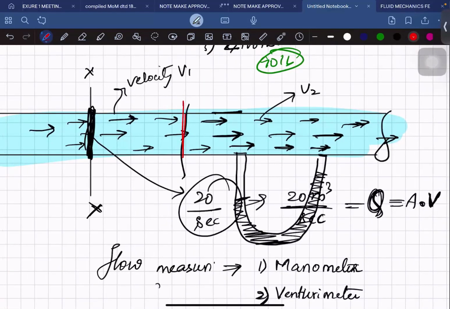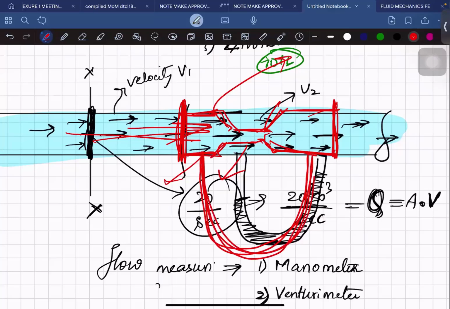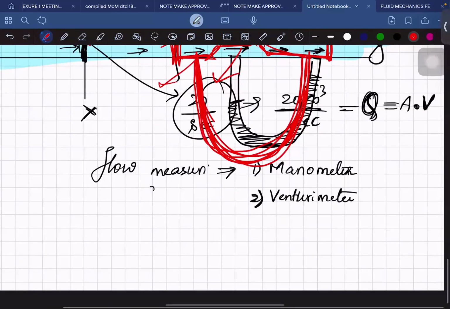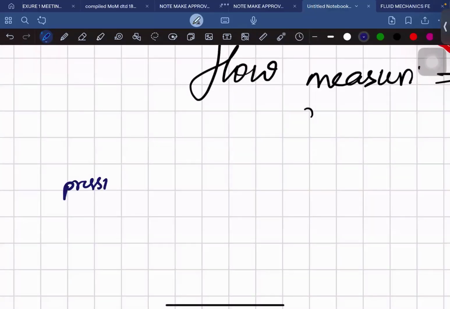For the Venturi meter, what we do is cut the pipe at two spots, remove this pipe and replace it with a Venturi meter. The Venturi meter again is like a pipe itself, but it has some other shapes like this. It will have a head, it will have some throat, etc. The water is made to pass through this, and here again we connect the U-tube manometer to the Venturi meter to know the pressure difference there.